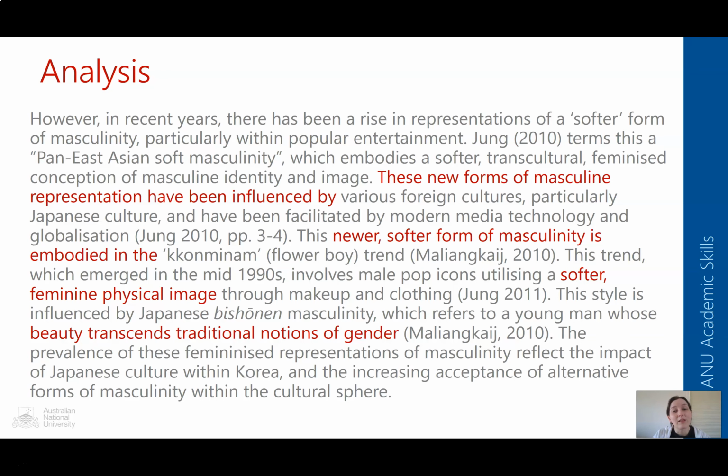And they're also showing their own analysis of how that evidence, how those examples from those scholars help them to answer the question. So they need to make it clear how the examples from Jung, for instance, about Pan-East Asian soft masculinity help them to answer the question. So they say these new forms of masculine representation have been influenced by, and so on. So they explain these are new forms of masculinity and they're softer forms of masculinity. So again, emphasizing their key argument.